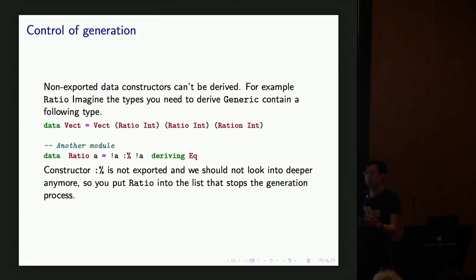And another example is non-exported data constructors. You can't look into a constructor that is not exported, like Ratio. When you have this type and you want to derive, like, Generic, then the constructor of this data type is not exported. So the generation has to stop on Ratio. You have to control it.